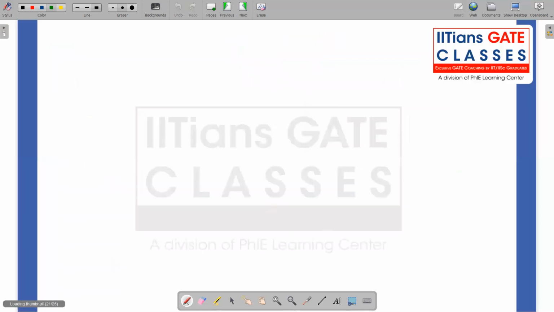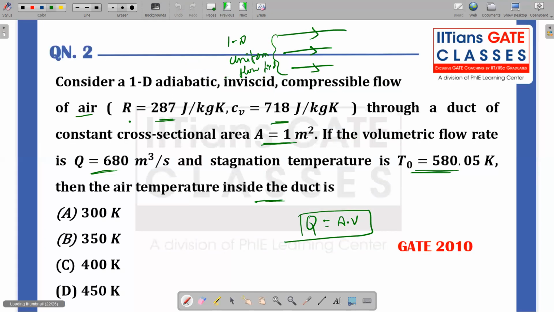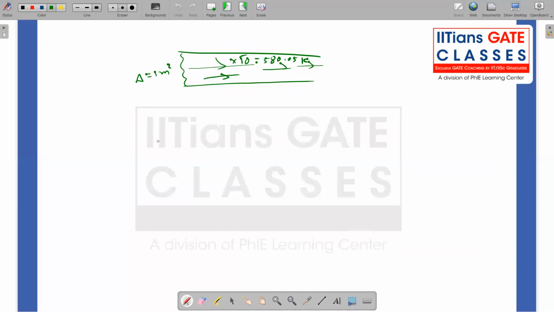What they have given, I have a constant area duct where flow is going. So now they have given area equal to 1 meter square, and they have given T naught as 580.05 Kelvin. That is what is given in the problem.